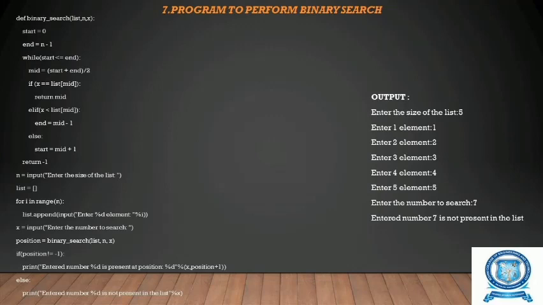So, consider this output. We enter the size of the list as 5, and one by one we enter the elements. Then for the number to search, we give 7, and the output is that the entered number 7 is not present in the list.